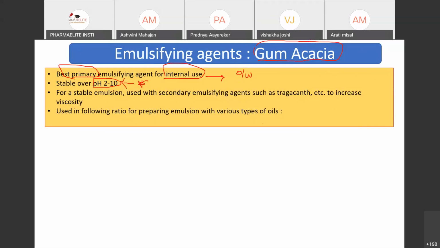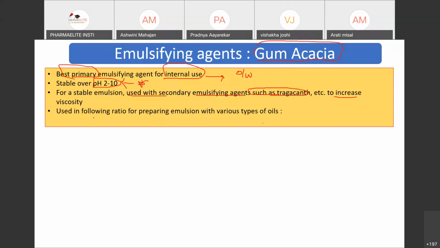Also, when you want a more stable emulsion, as we discussed in the previous slide, it's always a combination of two emulsifying agents. It's not just one emulsifying agent. It is rather a combination of two different emulsifying agents. So you can use your acacia and tragacanth together, which would help you to impart viscosity. It will increase the viscosity of your emulsions.